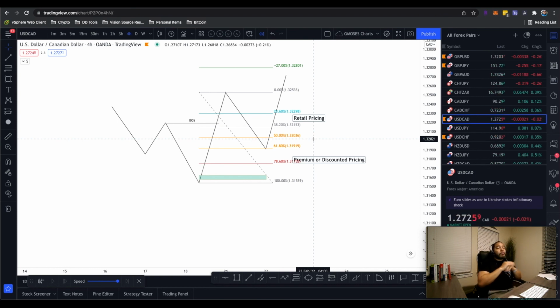Now, like I said, retail traders have different levels. Smart money traders are only looking for price to pass 50%. Anywhere in that area is fair game to them, and that's how they look to use the fibs.